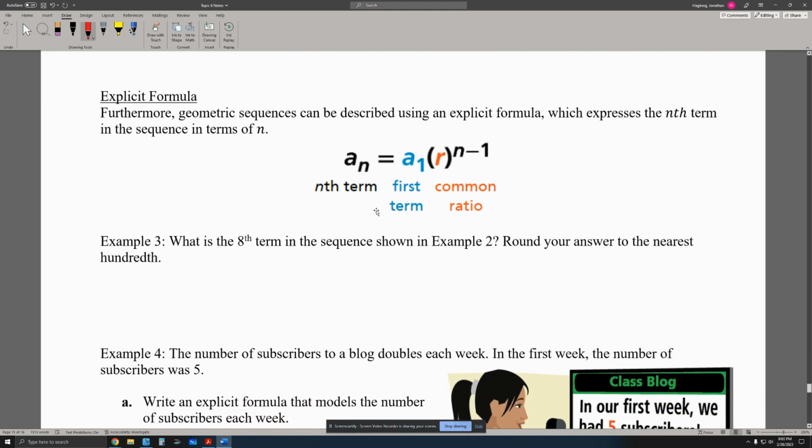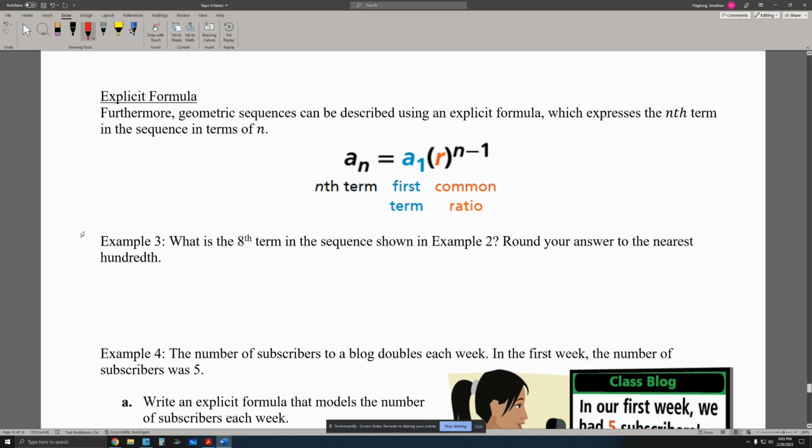We also have explicit formulas. So geometric sequences, like arithmetic sequences, have explicit formulas where a sub n represents the nth term in the sequence. So here we have a sub n, which is the nth term in the sequence, is equal to the initial value, that first term, a sub 1, times r, the common ratio, raised to the power n minus 1.